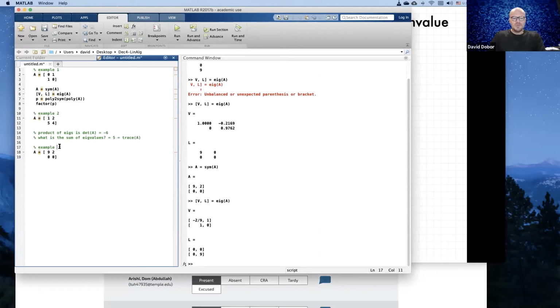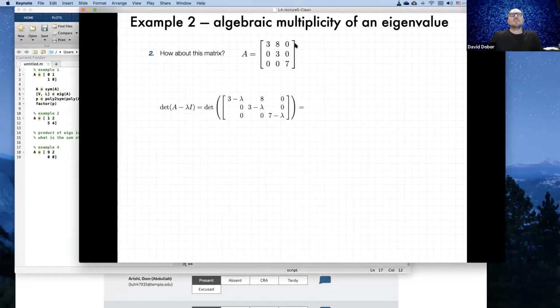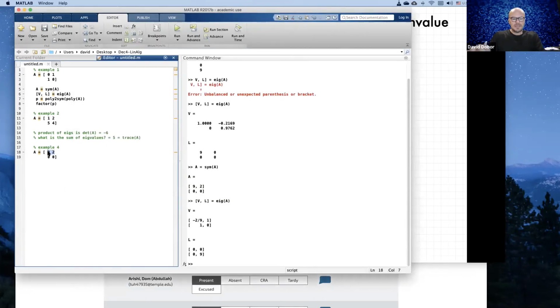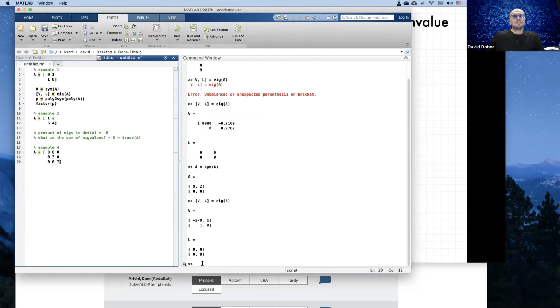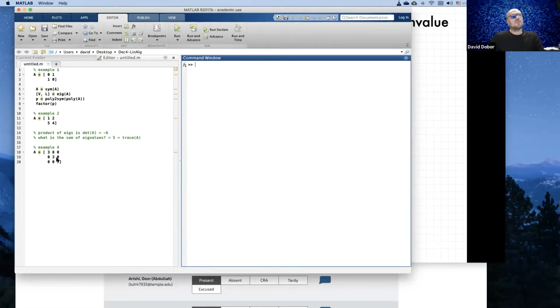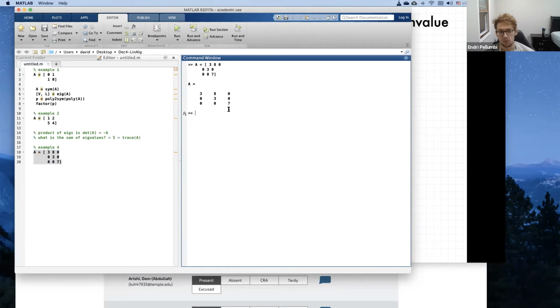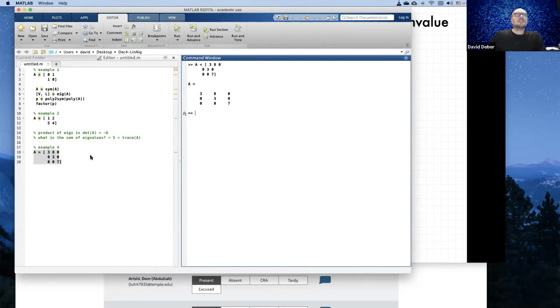Let's call this example 4, and our matrix is going to be 3, 8, 0. The second row is going to be 0, 3, 0, and the third row is going to be 0, 0, 7. This is my matrix A. So what are its eigenvalues, real quick, of this matrix? 3 with a multiplicity of 2, and 7. Okay, that's correct.